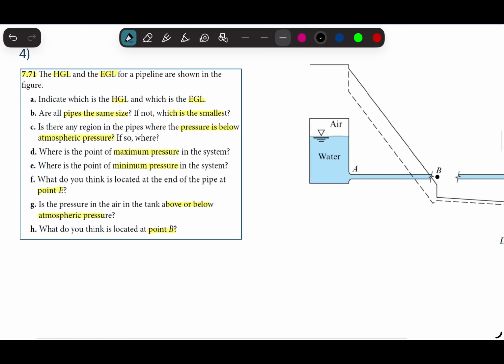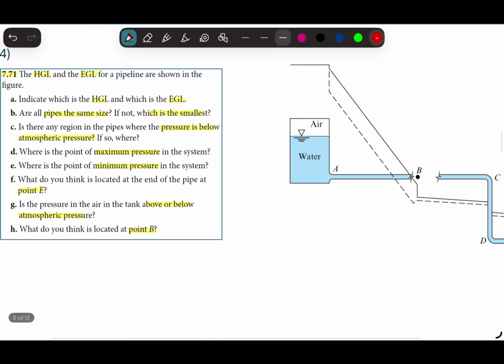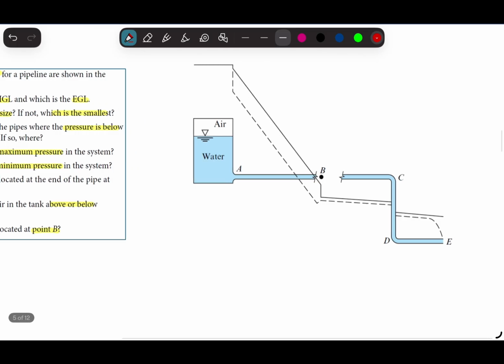So let me get started with A. Here basically, the energy grade line is equal to the hydraulic grade line plus V² over 2g. So this should be the energy grade line and this should be the hydraulic grade line.